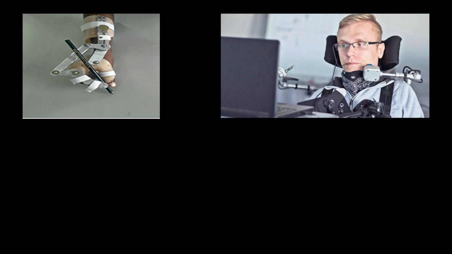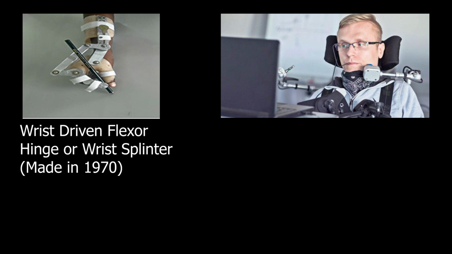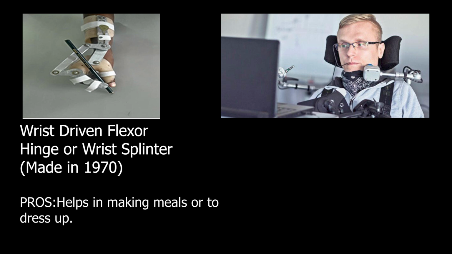In the 1970s, medical engineers developed a device called the wrist-driven flexor hinge or wrist splinter, to help quadriplegics with no use of their hands but limited mobility with their wrist. The wrist hinge depends on one's wrist movements to help them hold or pick up any object. Pros: for self-care tasks such as dressing up or meal prep, it gave a bit of independence. Cons: writing things down was tricky and slow. Your writing is sometimes unrecognizable, and the wrist hinge gets a bit heavy to have on if you're writing a lot.